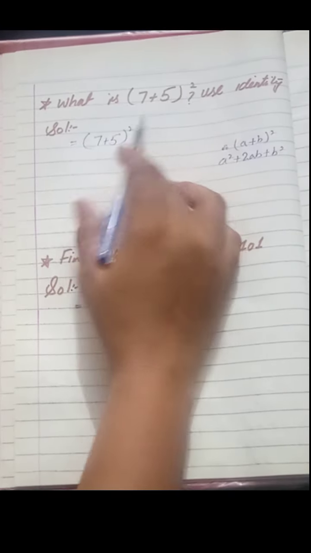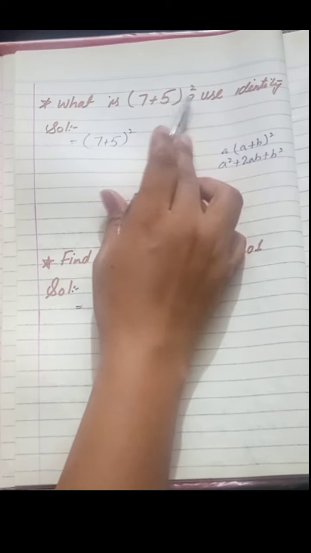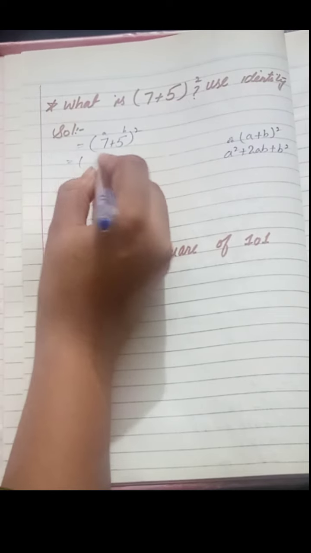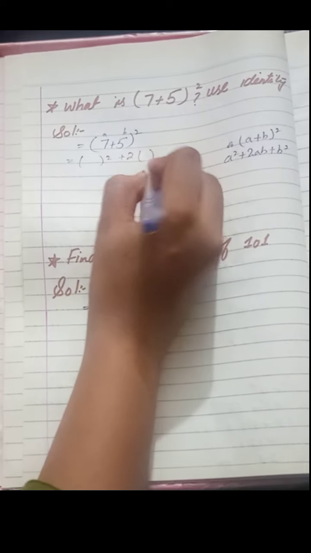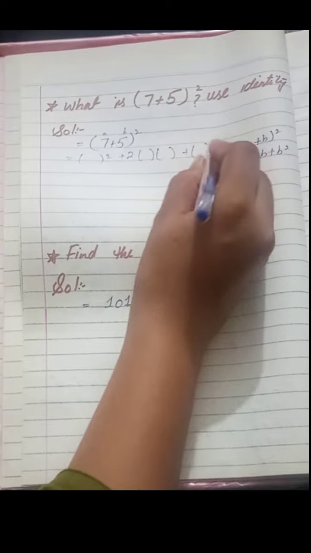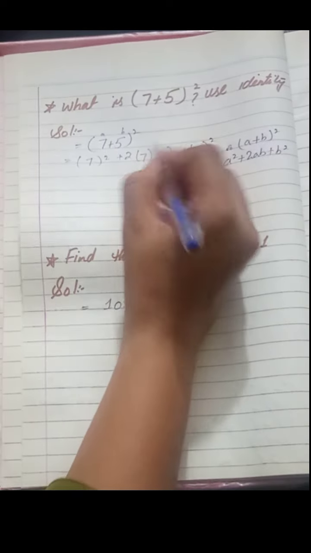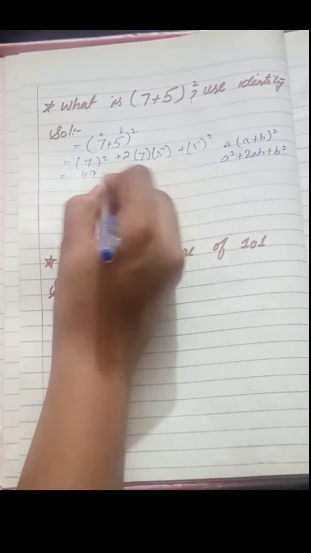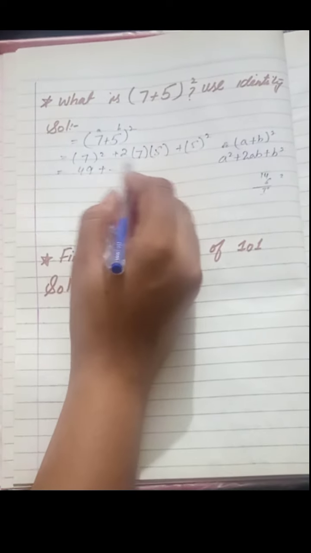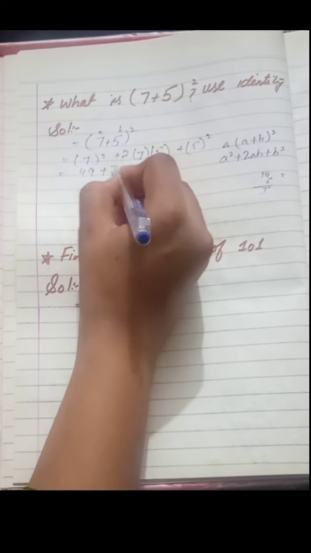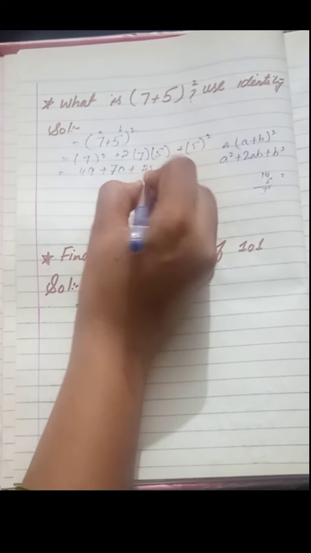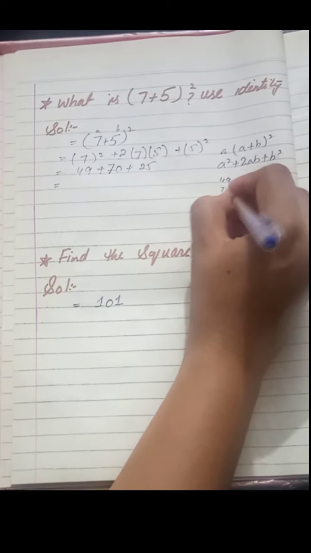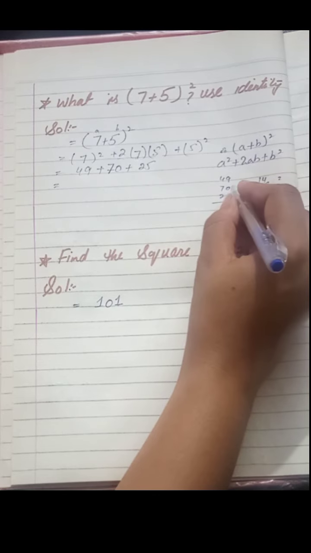The next we have what is 7 plus 5 whole square. Use identity. So again we have a and b. Now open the formula, a square plus 2ab plus b square. Now a we have 7 and b we have 5. So 7 7s are 49 plus, 7 2s are 14, 14 5s are 70, plus 5 5s are 25. Now add the values, we have 49 plus 70 plus 25.